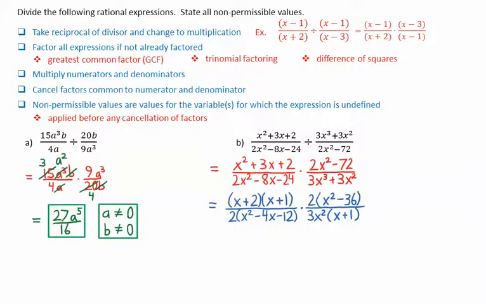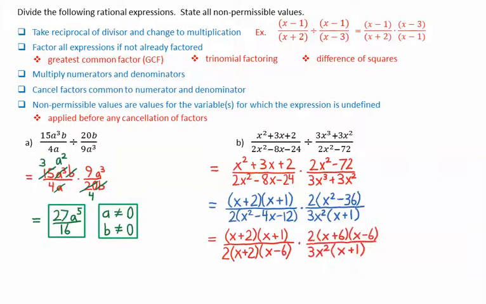We can then further factor the denominator of the first expression. The x squared minus 4x minus 12 can be written as x plus 2 times x minus 6. And the numerator of the second expression can further be factored, x squared minus 36 being a difference of squares, giving us x plus 6 times x minus 6. We then reduce, and I'm going to use some cross-reducing here.